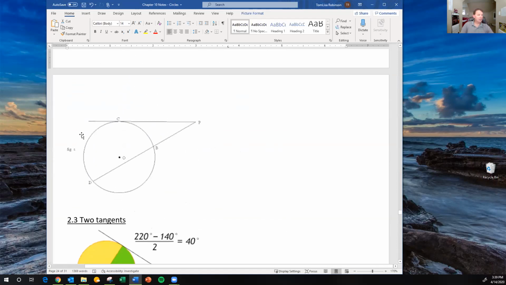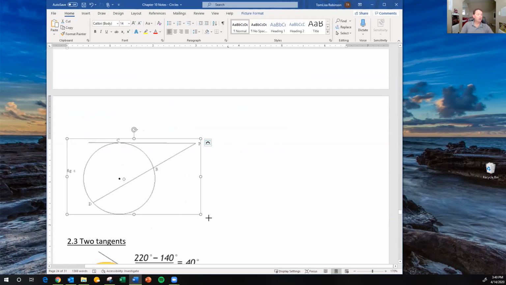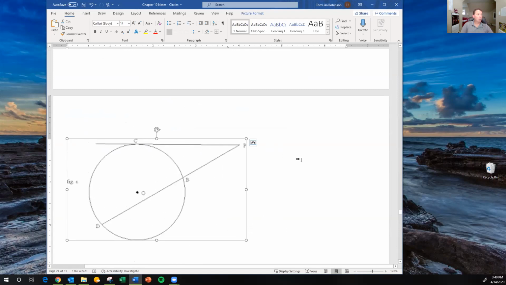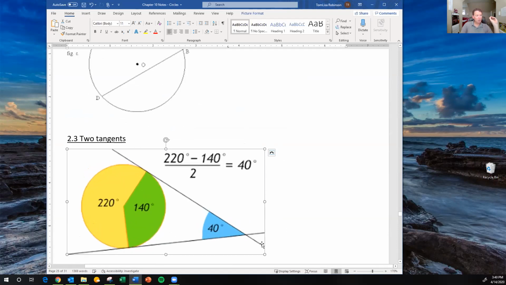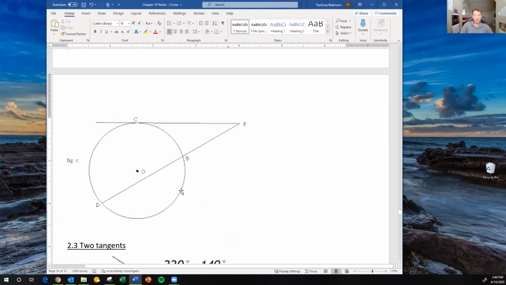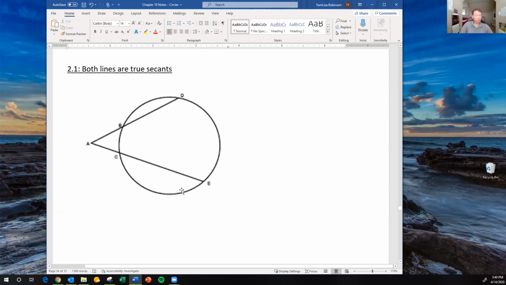The second case is when you have one secant and one tangent. And I got news for you. There's actually a third case where they're both tangents. So what I'm saying here is anytime you've got two secants that intersect outside the circle, the two lines can do one of three things. They can both be tangent. One could be tangent, one could be a secant, or they could both be secants.